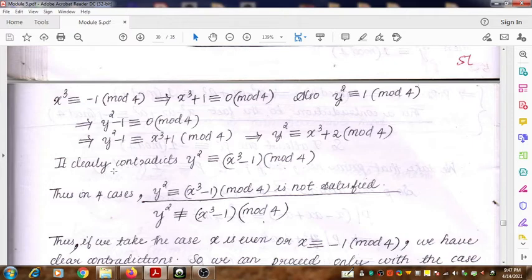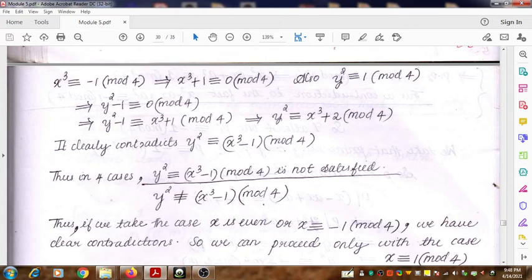Thus in this case also we get the contradiction. It's because if this statement is true, then the statement y square is congruent to x cube minus 1 mod 4 is not true. It contradicts. So the last statement that we have obtained, if it is true, will contradict the truth of the statement y square is congruent to x cube minus 1 mod 4. Thus in all the four cases we get the contradiction to the existence of the statement that y square is congruent to x cube minus 1 mod 4.